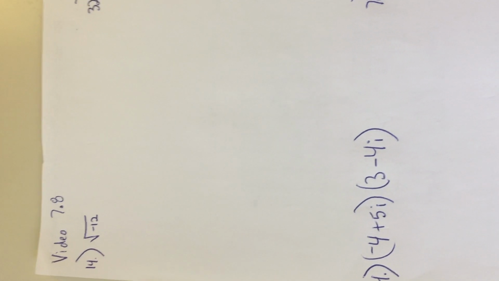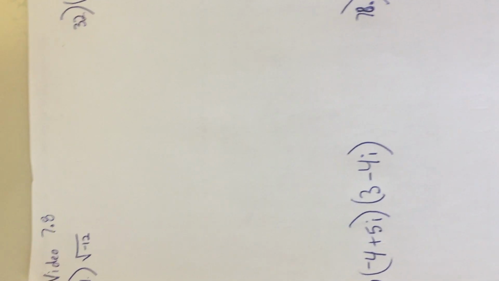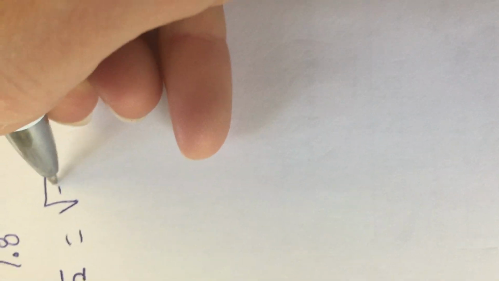This is the video for 7.8, working with complex numbers. This first problem, if I wanted to simplify it, I could turn this into the square root of -1 times the square root of 12. And the square root of -1 is i.